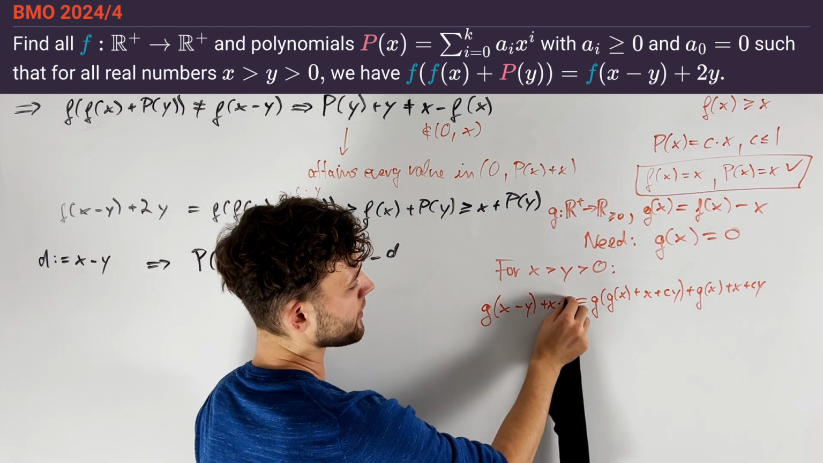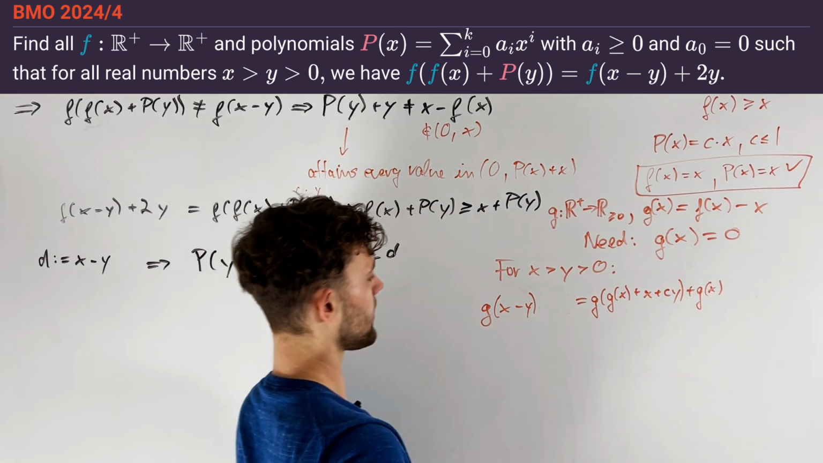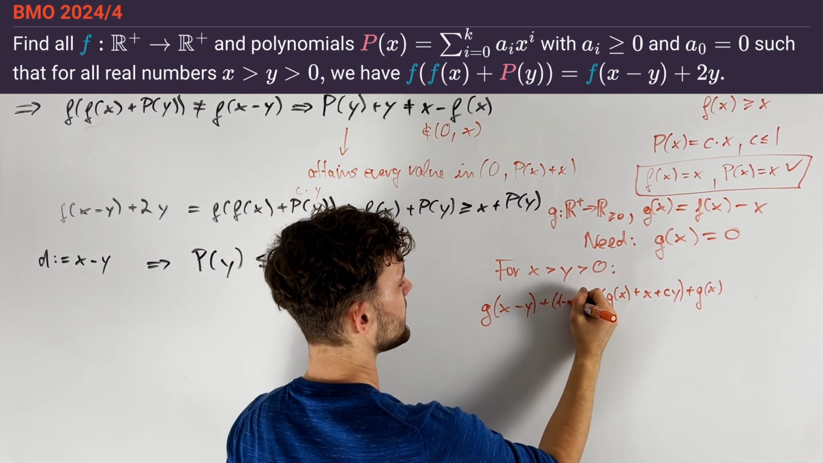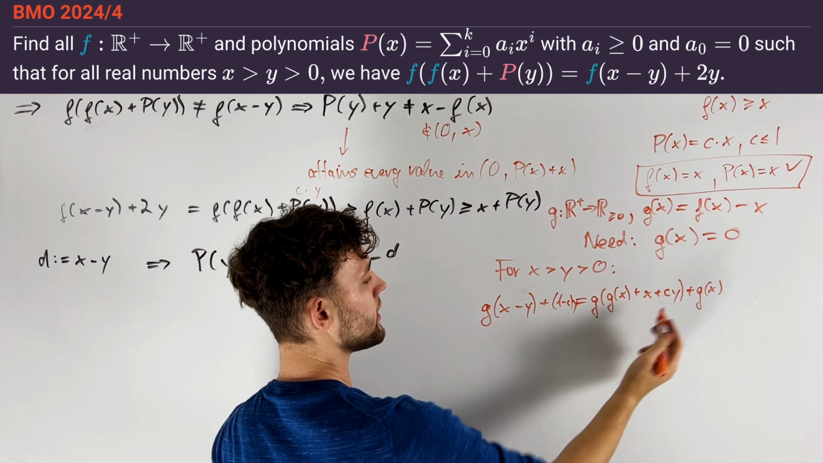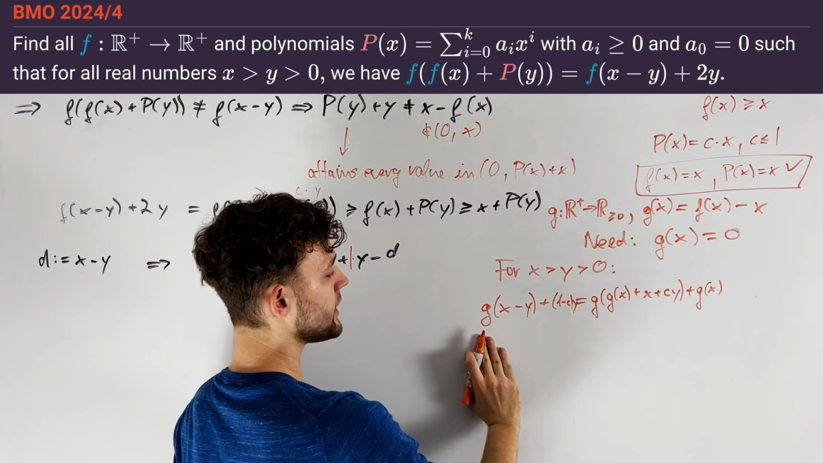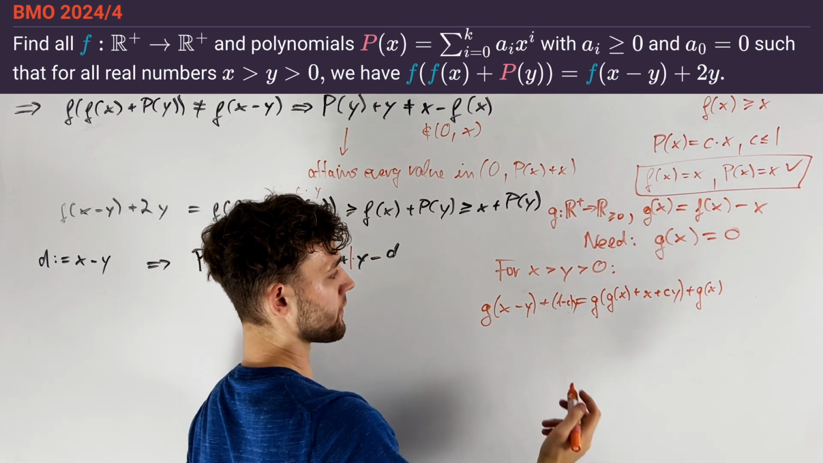Finally, we erase the x and y terms on both sides to obtain the equation g of x minus y plus 1 minus cy equals g of x plus cy plus g of x. We will now prove that the only g greater than or equal to 0 satisfying this equation is the 0 function.